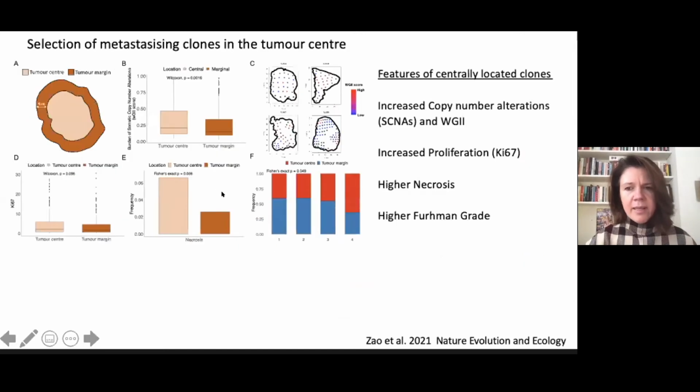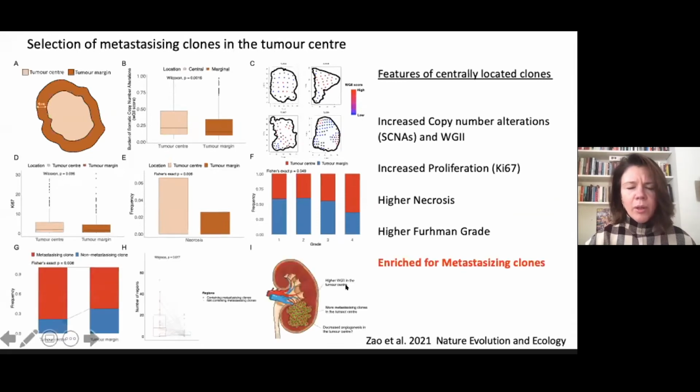So in this exercise, we examined the differences between the tumor center, here in lighter pink, and the tumor margin in brown. And we observed that the clones located in the tumor center, on the whole, have higher levels of genome instability, higher levels of driver somatic copy number alterations. They have high levels of proliferation, as reflected in Ki67 here. They're more likely to exhibit necrosis, and they're more likely to have high Fuhrman grade, so 3 or 4.